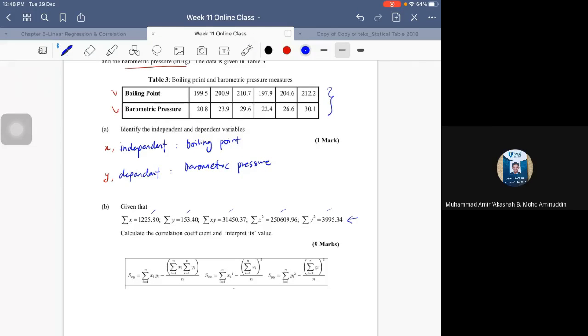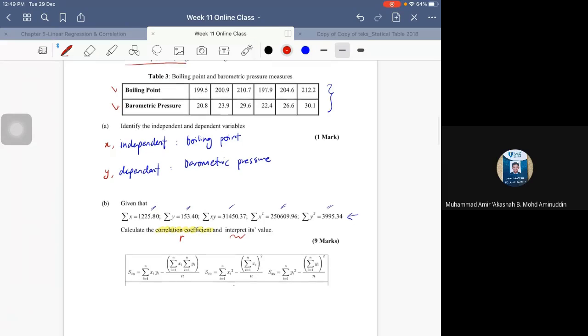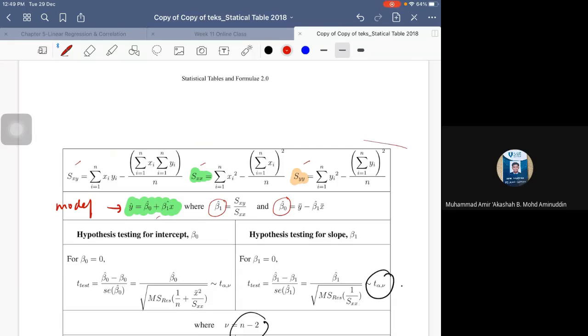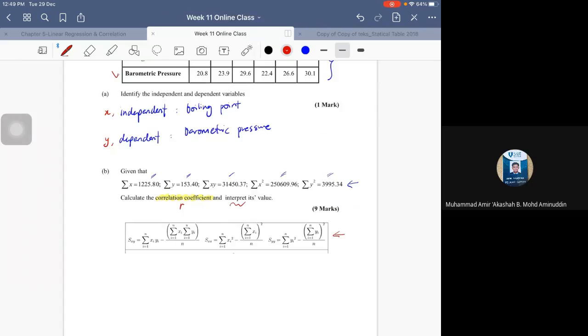You've been given that sum of x equals this value. This is sum of y, sum of xy, sum of x squared, and sum of y squared. As mentioned just now, these are all found by using the calculator. The question asks you first to find the correlation coefficient, which, as we have seen before, is the small r. Then we also have to interpret the value that we get. This is the formula, so I copy it from here and paste it right there.